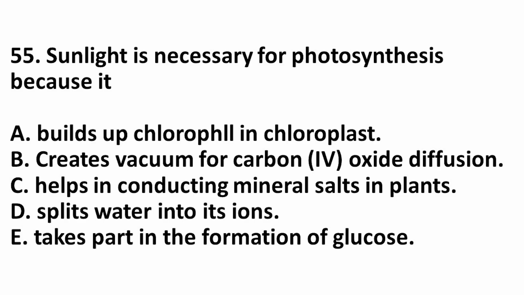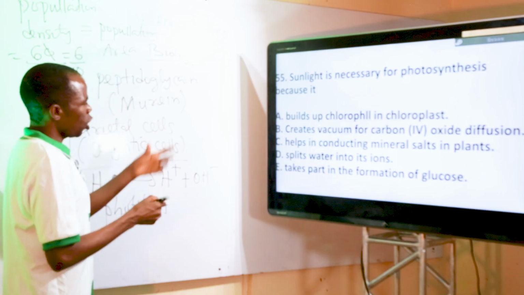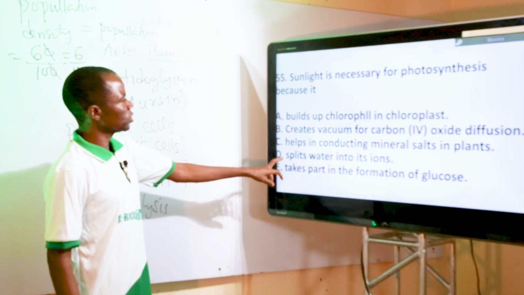Let's go to number 55. Sunlight is necessary for photosynthesis because during photosynthesis we have the light stage, and then we have the dark stage. During the light stage, sunlight is necessary because light is needed to break down a molecule of water into ions. Basically, during photosynthesis, the water molecule is broken down into hydrogen ion and hydroxide ion. We refer to this process as photolysis. So looking at the options here, the correct answer for this is option D.